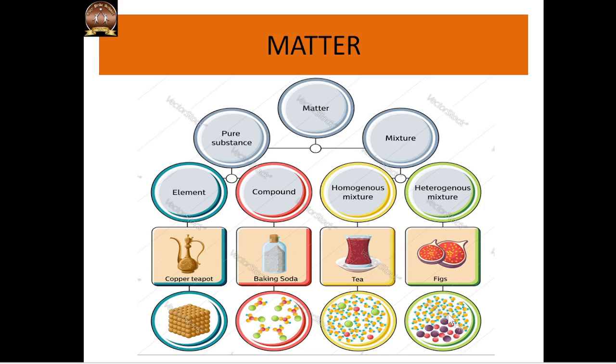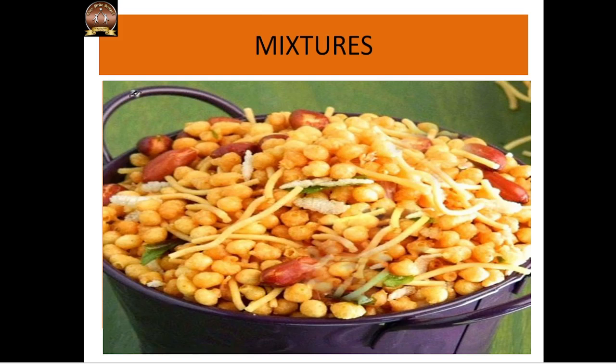When the components of a mixture are not uniformly distributed and can easily separate out on standing, that is, you keep it still for some time and it separates out, then we call it a heterogeneous mixture. For example, if you look at figs, the seed part of it is concentrated on certain part of the fig fruit, and the pulp part is concentrated on another part of the fig fruit. An example of a heterogeneous mixture. I hope you've understood about homogeneous and heterogeneous mixture.